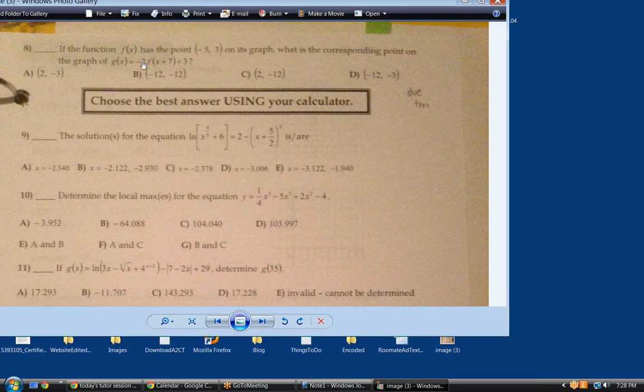And the minus 2 does what to this 3? Multiplies it, so it would be negative 6. And then we have to add 3 to that. So that would be negative 3. So it's D.